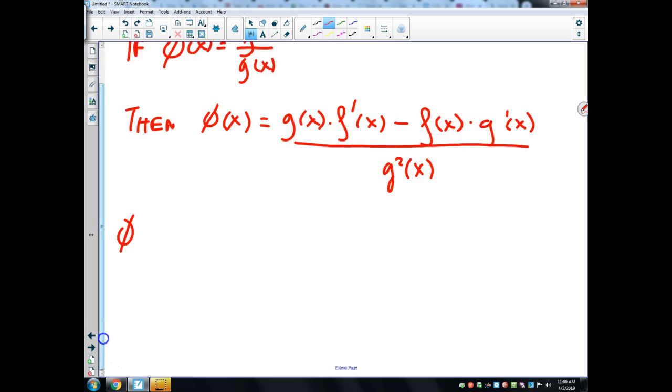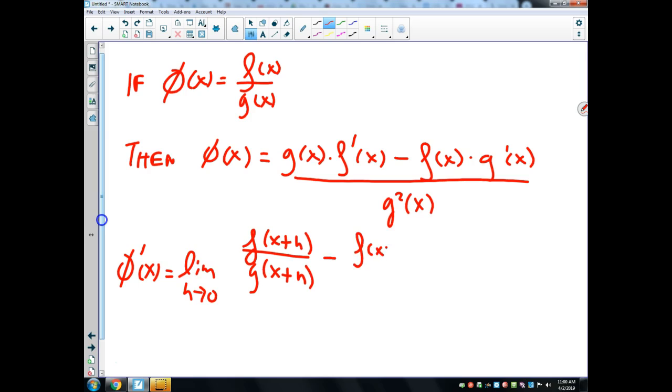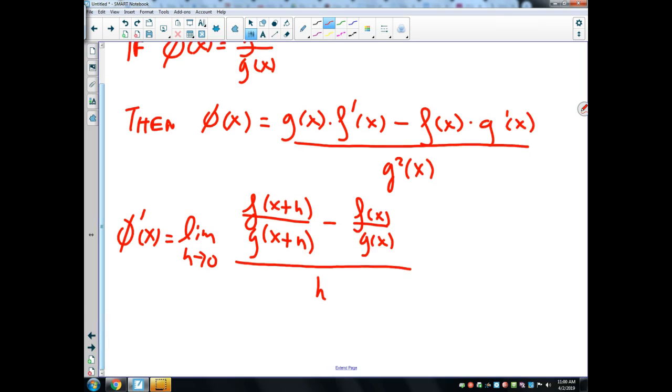So phi prime is the limit as h goes to 0 of phi of x plus h. In other words, just plug in x plus h into f of x over g of x. So f of x plus h over g of x plus h. Okay. Minus phi of x itself, which is f of x over g of x. And this is all over h for the difference quotient. Definition of the derivative as the limit for delta x or h going to 0.